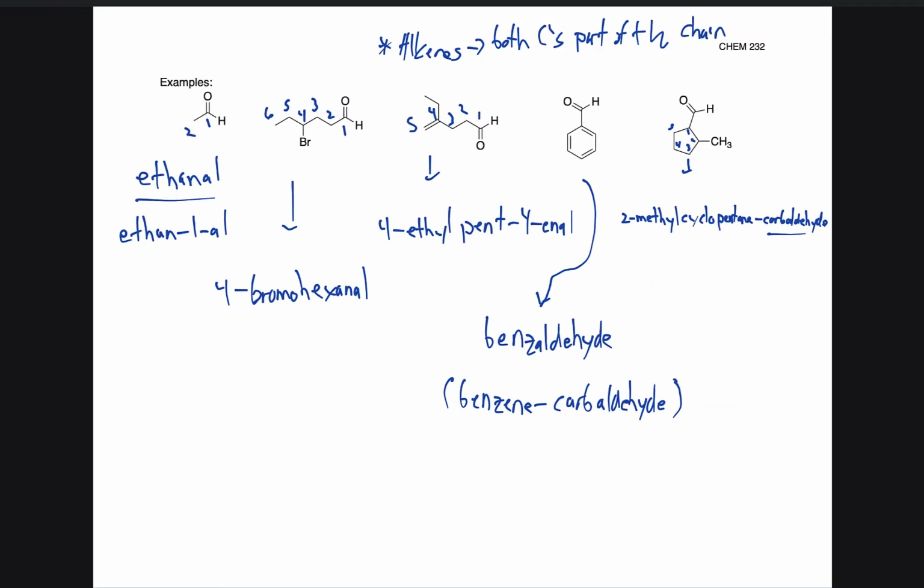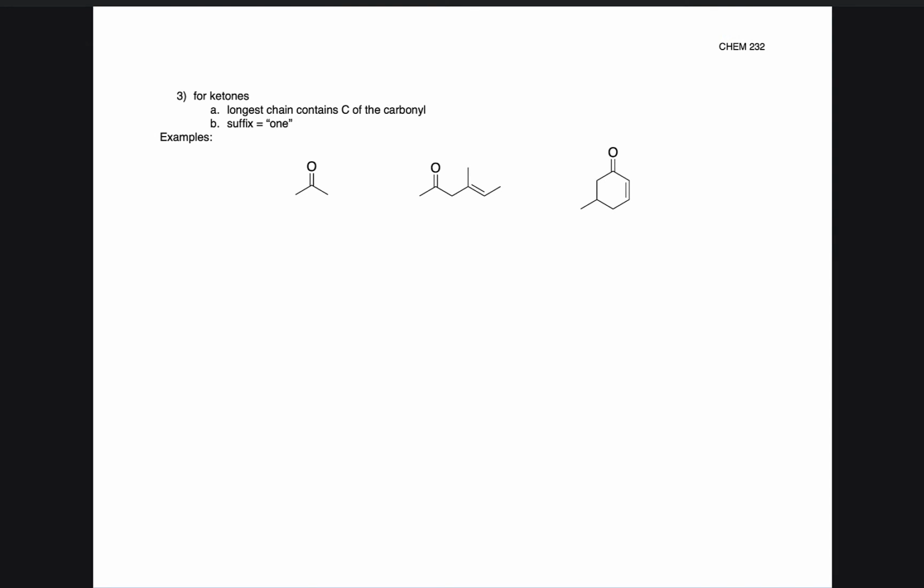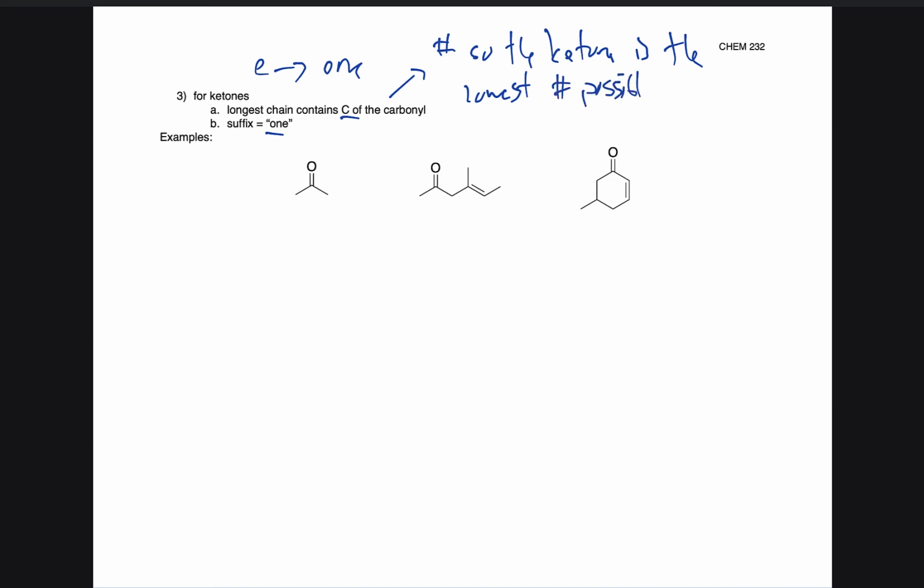All right, so now thinking about ketones. We have an example of some different ketones, and the rules for these are maybe expected at this point. For ketones, we want the longest chain to contain the carbon of the carbonyl. And the suffix we change from -e to -one. And so we want to number the ketone to have the lowest number possible if no aldehyde is present, because aldehyde takes priority over ketones in naming.